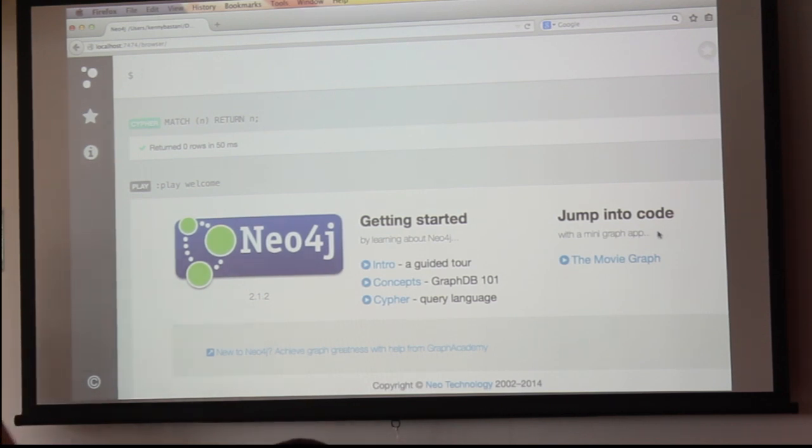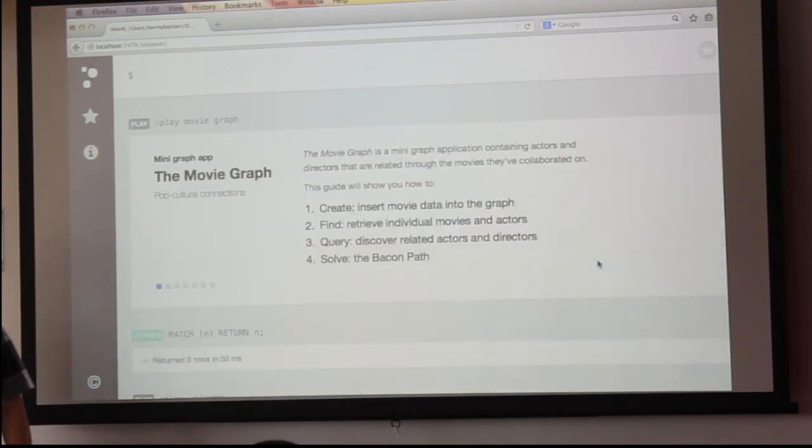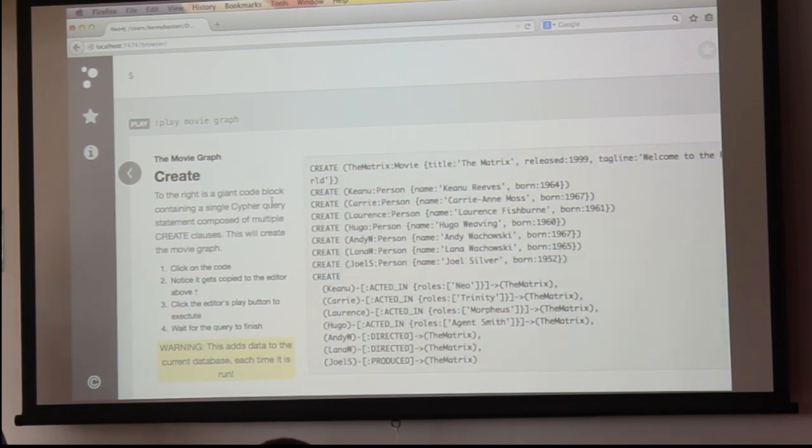So if you look here in the intro, you see that you have jump into code with a mini graph app. If I go ahead and click on the movie graph, it opens up this clever little tutorial, which walks you through a basic problem and how to solve it using a movie graph. So it walks you through how to solve the Bacon path, which, if you're not familiar with, is how you're related to somebody else on the planet by how many hops. So if I walk through these slides here, I go to the next one. I'm not going to walk you through all the tutorial.